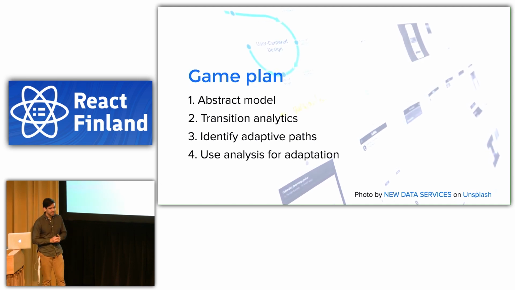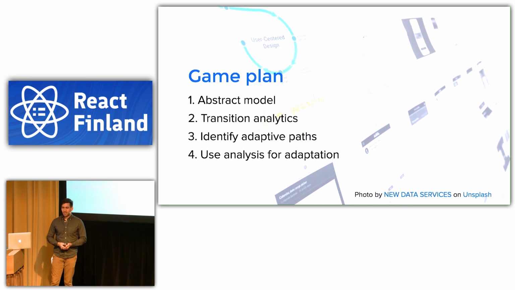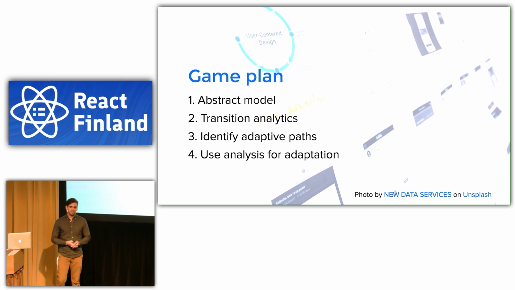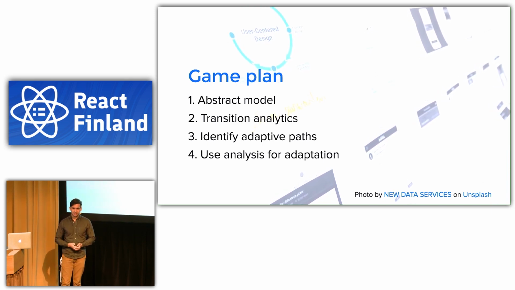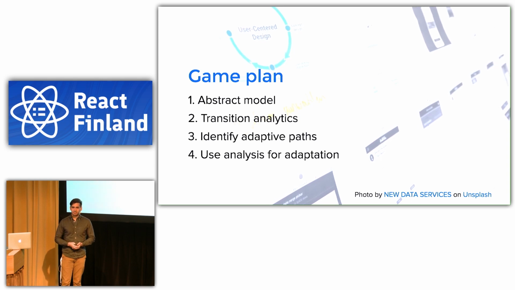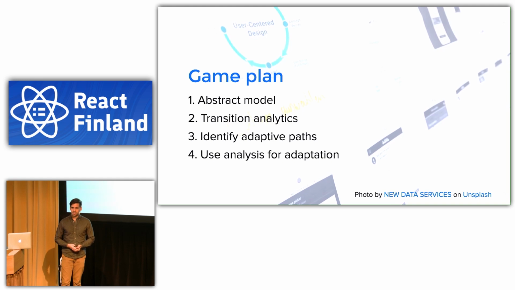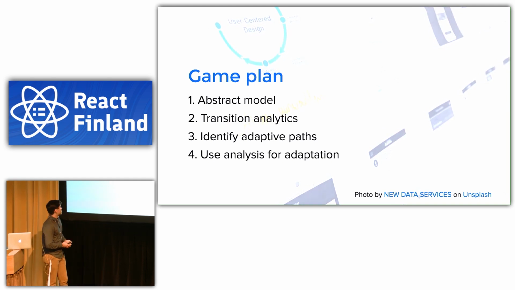So here's the game plan. In order to make adaptive user interfaces, we first need an abstract model of our system. Now, state charts and state machines are the popular way of doing this. I've also seen people using Petri nets. That's fine. It doesn't really have a strict standard, but it's just another thing that you could consider.